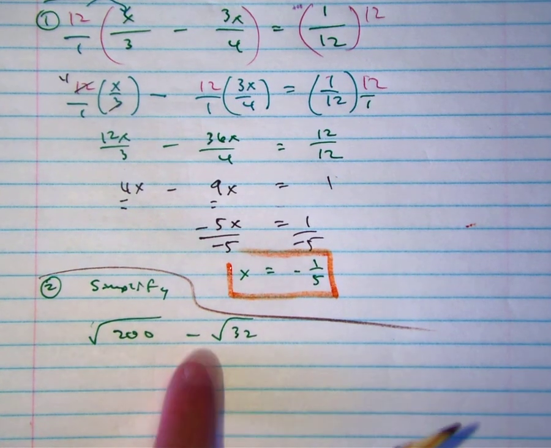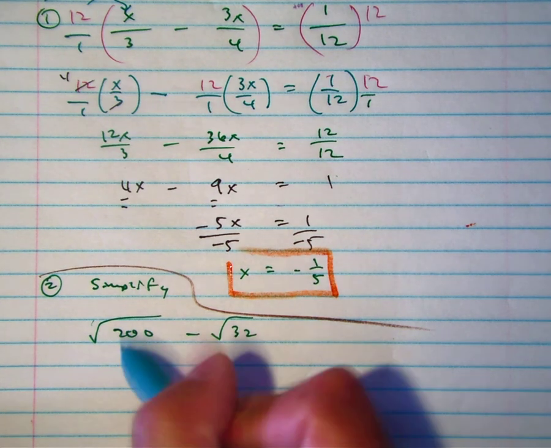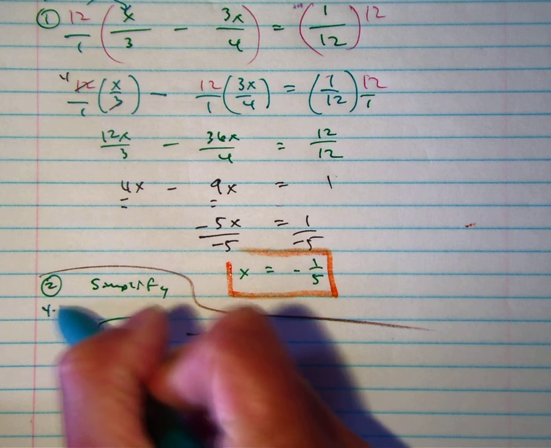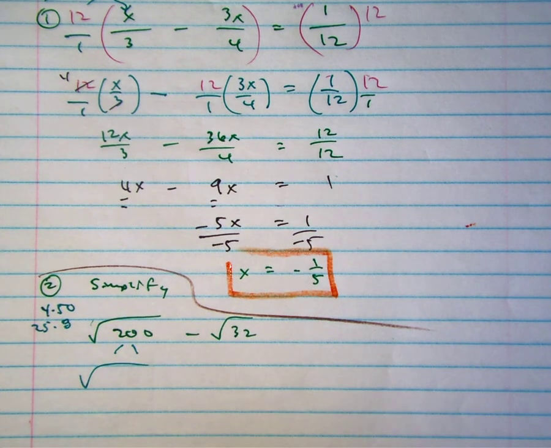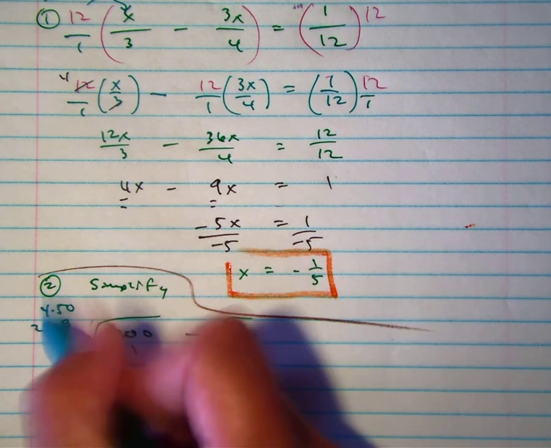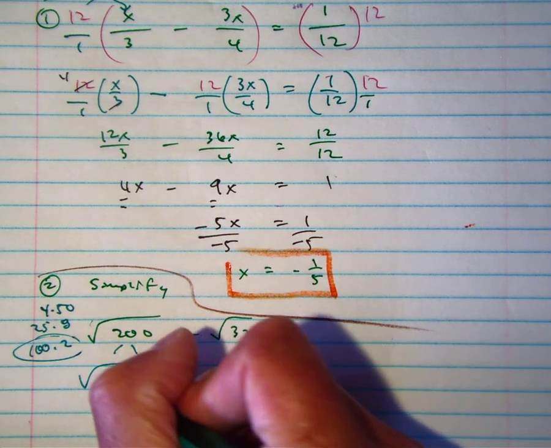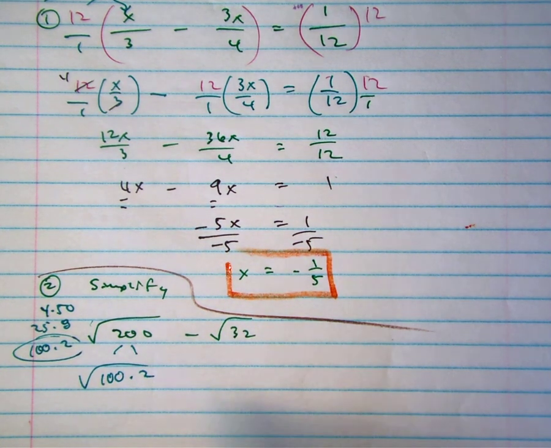Pay attention that this one has subtraction. These are not like terms because they're not the same radical. So I'm going to have to simplify that. The factors of 200 are things like 4 times 50, 25 times 8. I'm thinking of money, right? Like $2, there's 8 quarters in $2. But I think the best one's going to be 100 times 2 because 100 is a perfect square.